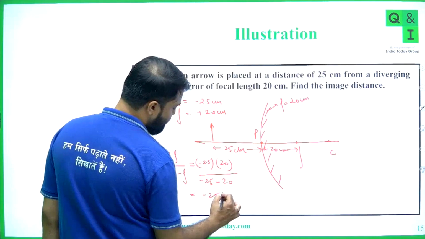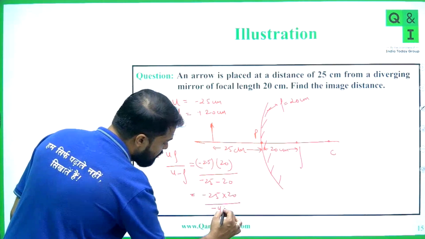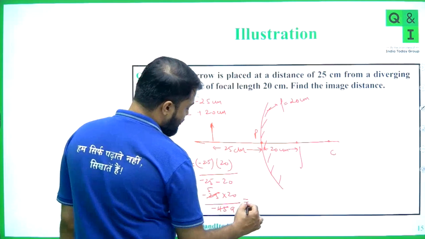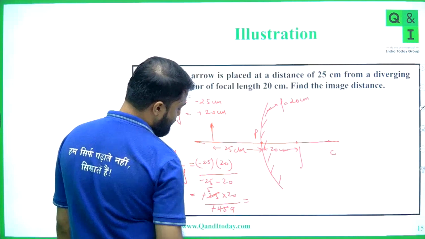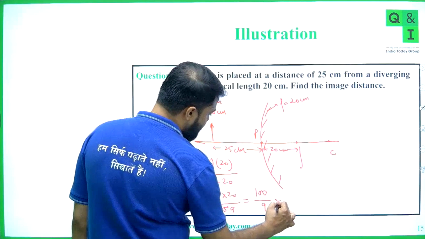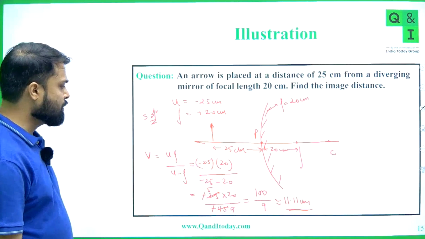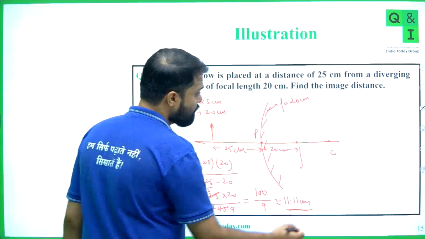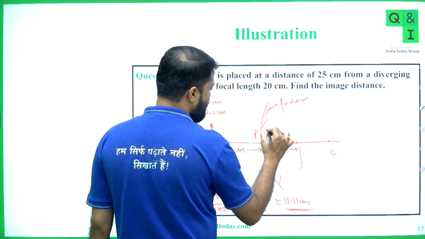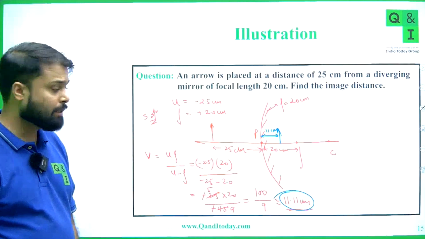So minus 25 into 20 upon minus 25 minus 20, which is minus 45. Okay, so 5 into 5, 5 into 9. The minus signs cancel out. So 25 into 20 is 500, divided by 45, that gives 100 upon 9, which is approximately 11.11 centimeter. That means the image will form at a distance of 11.11 centimeter behind the mirror because the answer is positive. Yes, 100 by 9. Very good.